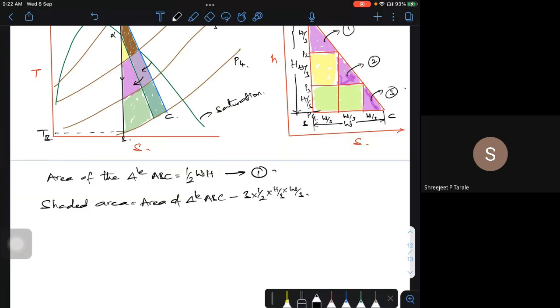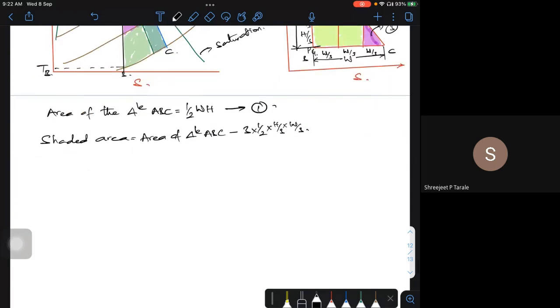Okay. Now what will it be? One of the three just cancels out, so it will be WH by 6. So what will be the shaded area? The area of the triangle is actually W into H by 2 minus W into H by 6.